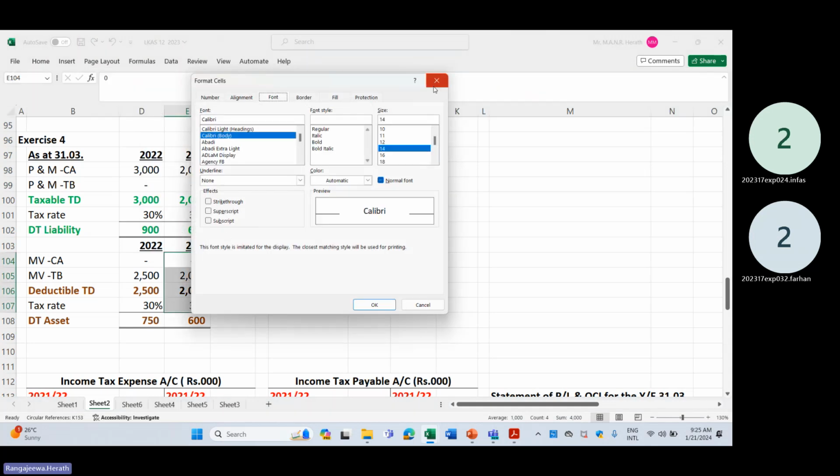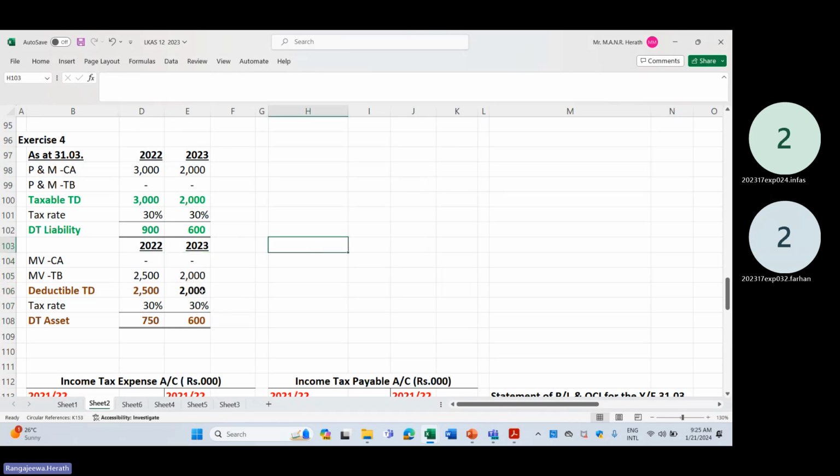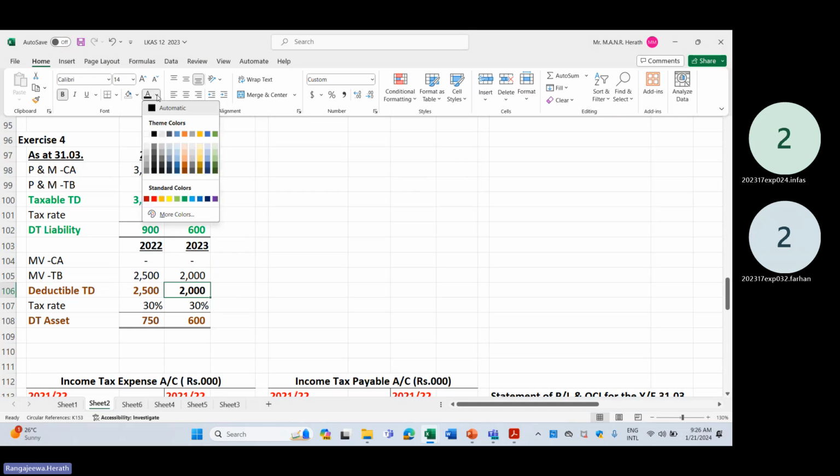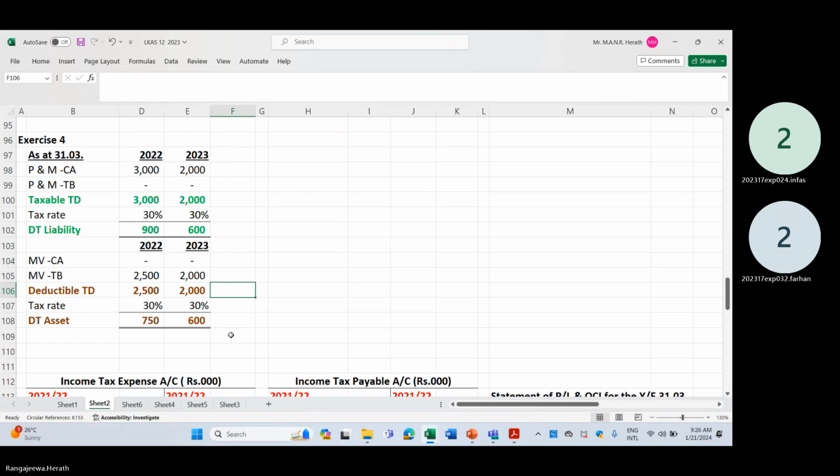When it comes to 2023, carrying amount is fully depreciated, now it is 0. It won't change. Now the tax base reduced to 2,000. So deferred tax asset 600.